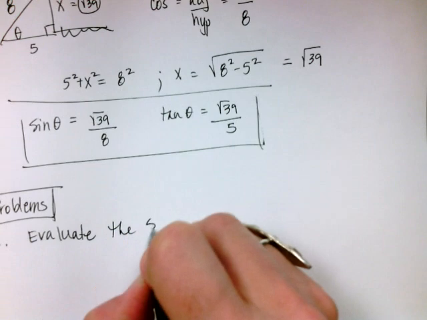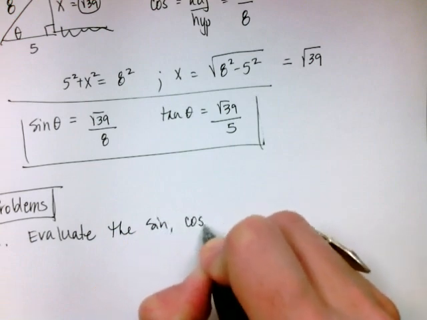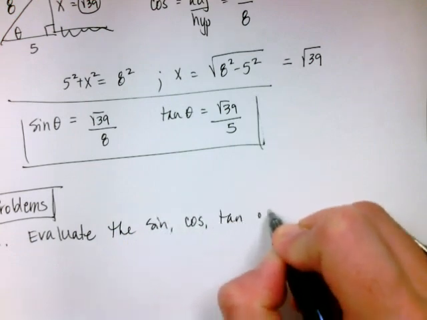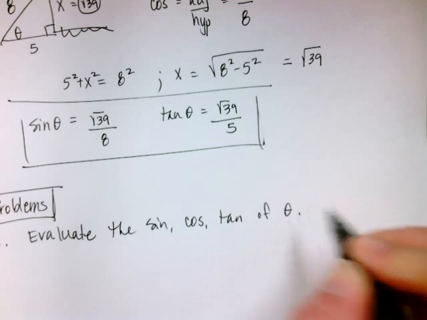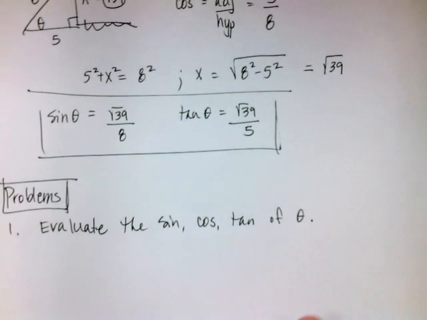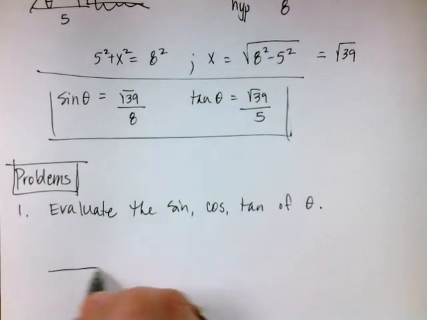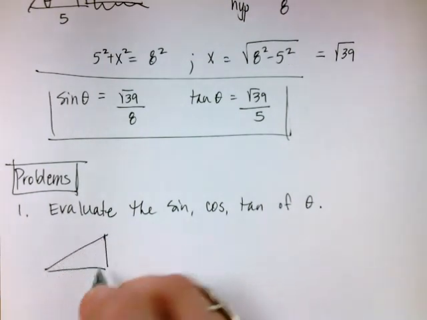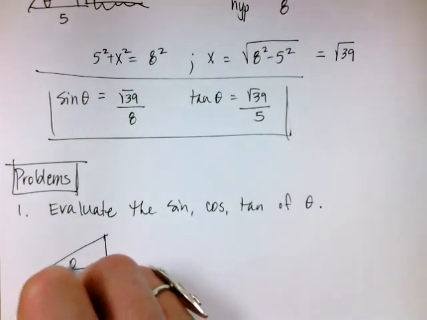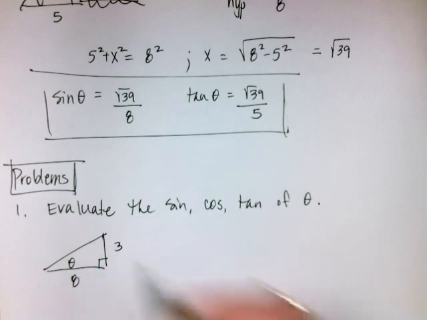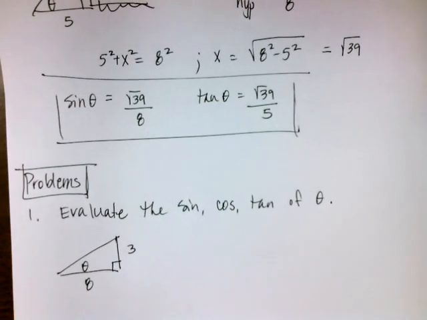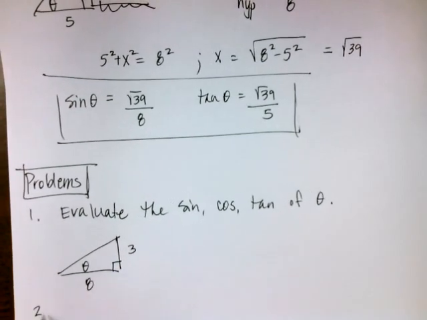Evaluate the sine, cosine, and tangent of theta. And I want you to leave your answers in fraction form because it's a ratio. So your diagram is going to look like here's theta, here's 8, and a 3. So I want you to find the sine, the cosine, and the tangent of theta.